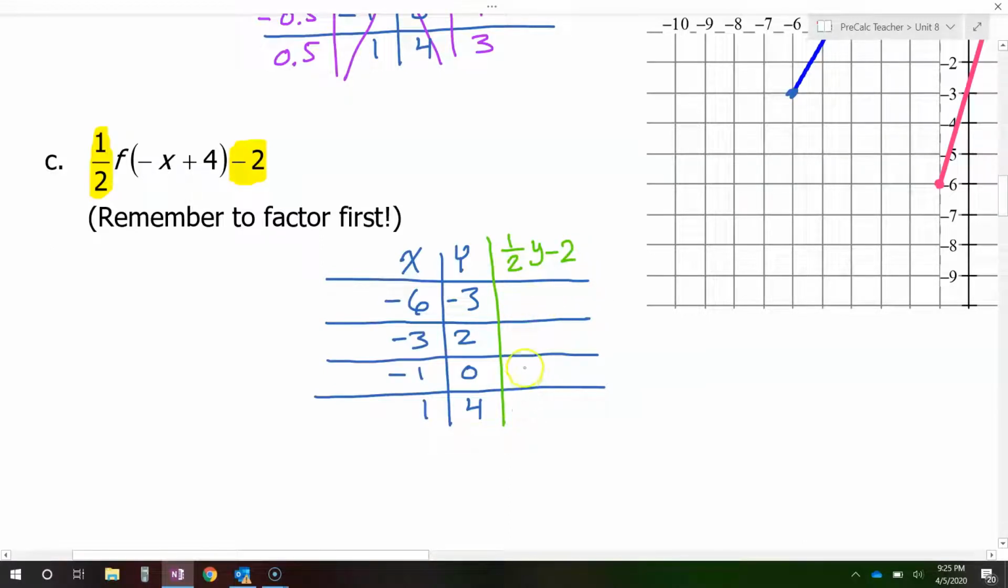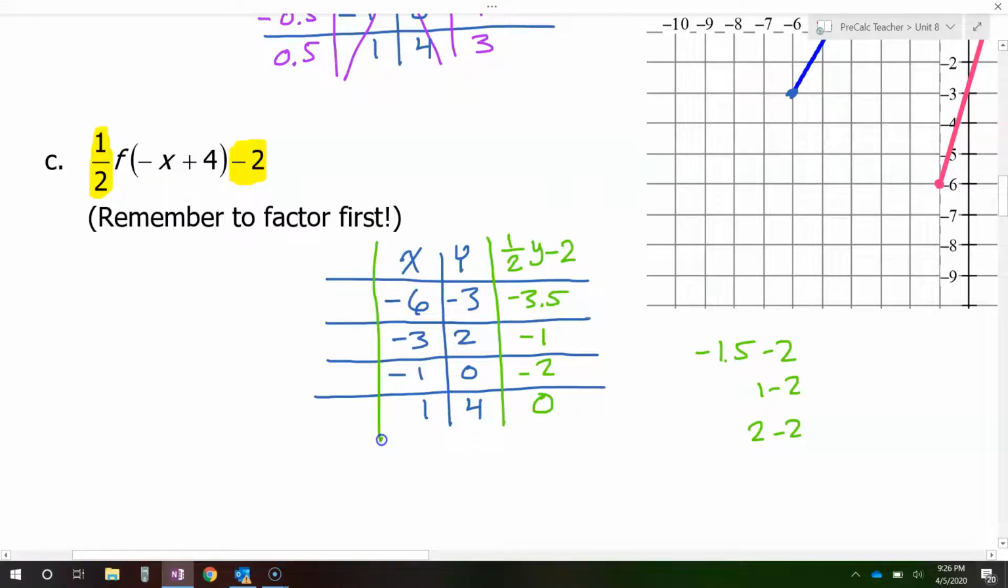All right, so that's what has to happen. So if I do 1/2 of -3, that's going to be -1.5. And then if I do -2, that's going to be -3.5. All right, half of this is 1, and then 1 minus 2 is -1. Half of this is still 0, but then 0 minus 2 is -2. And half of this is 2, and then -2 is 0. So these are the new y values.